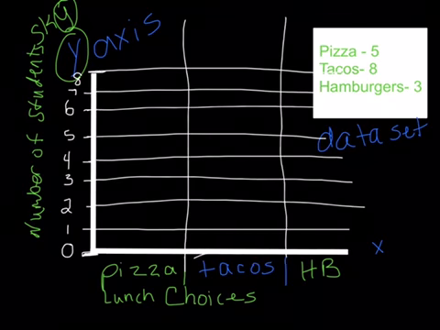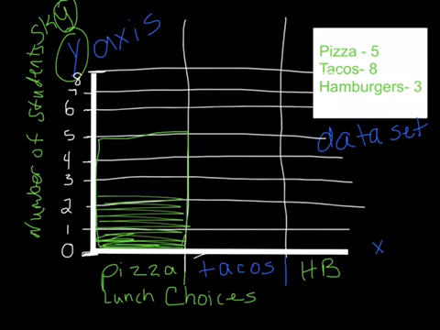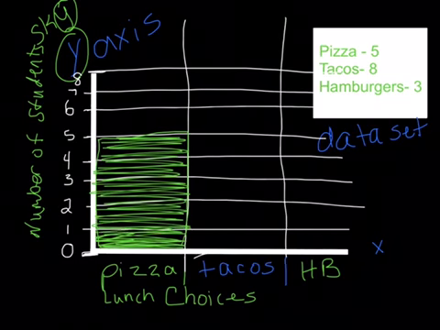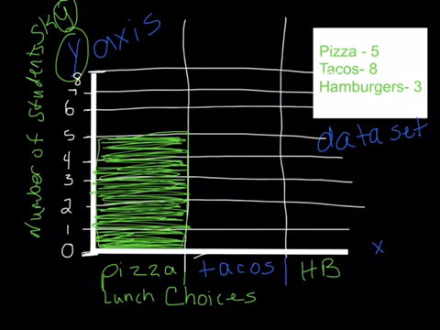So let's start with pizza. I had 5 students choose pizza. So on my y-axis, I'm going to go to where my 5 is, my 5th unit. I'm going to draw a cross, and then I'm going to make my bar that represents pizza, and I'm going to shade it completely in, because this shows that I have 5 students made the lunch choice of pizza.